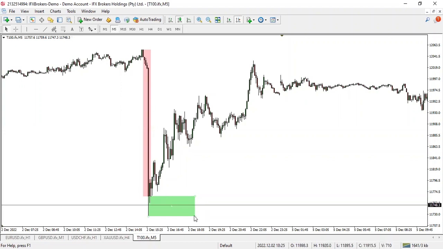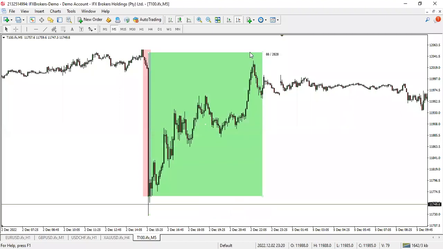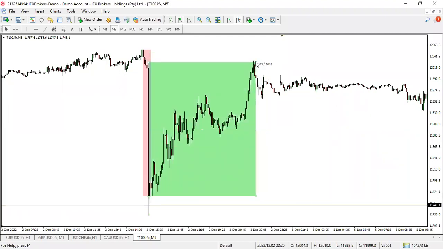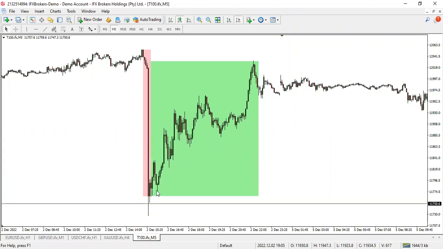Then this is the imbalance. This highlighted green zone, this is what we want to trade. This is a nice trading plan, because what happens? The market goes down, you don't rush, you don't chase it, you just relax.